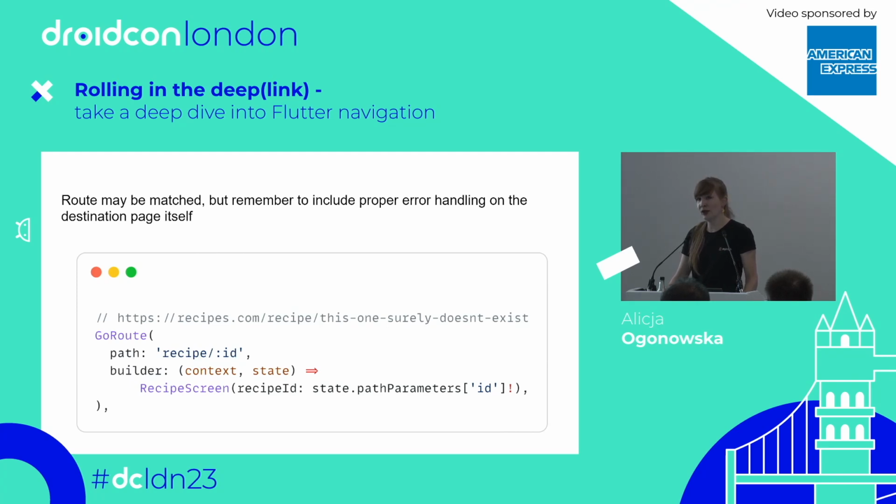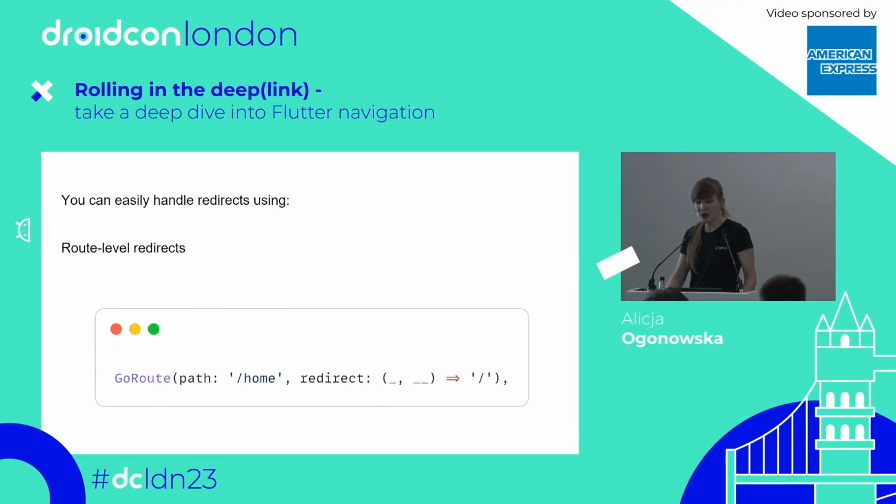And also, one thing you have to keep in mind is that even if your route is matched, you also need to do some error handling on your own. For example, in this case, when I will be trying to open a recipe page of some ID that surely doesn't exist, then on my recipe screen, I also need to handle the error because I don't know what kind of recipe it is.